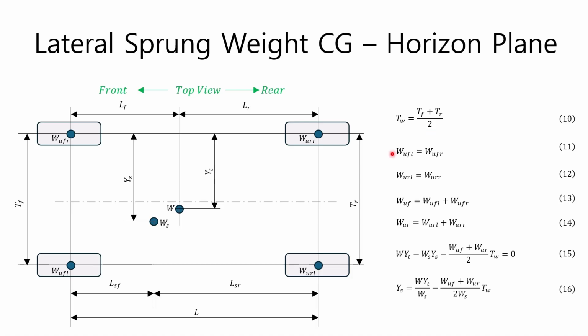In addition, as shown in equations 11 and 12, we will assume that the distribution of the unsprung masses on the left and right sides of the front and rear axles have the same values. The total unsprung mass of the front axle can be expressed by equation 13, and the total unsprung mass of the rear axle can be expressed by equation 14.